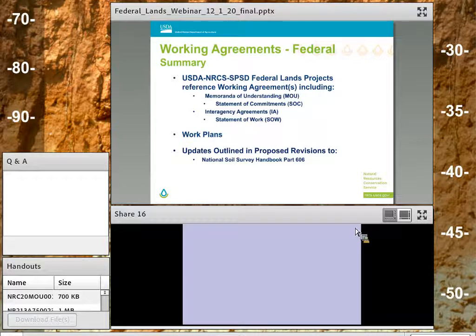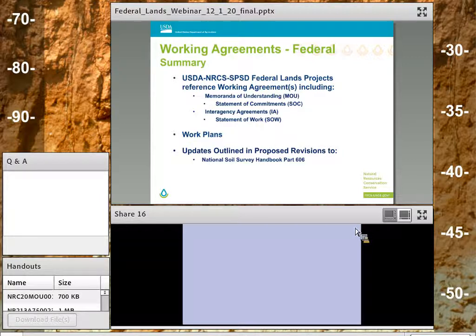And we think that having these two documents together, the plan and the Statement of Commitment, are going to position us for success. And Part 606 of the National Soil Survey Handbook has been our guidance for working agreements, and we've proposed a significant simplification of this chapter following what we've been discussing today. And we've attached those proposed edits directly to this session, and they're very, very soon going to be through the 30-day review. So we hope to have some of you take a look at this and provide some comments.